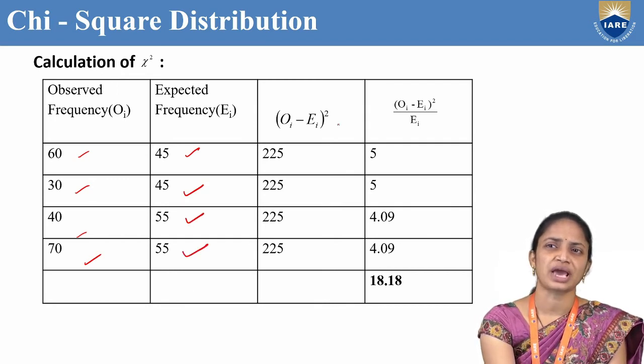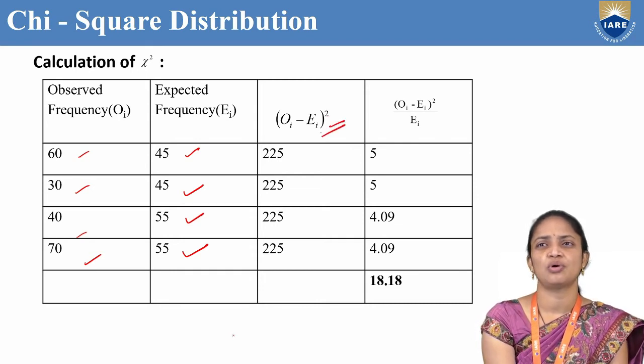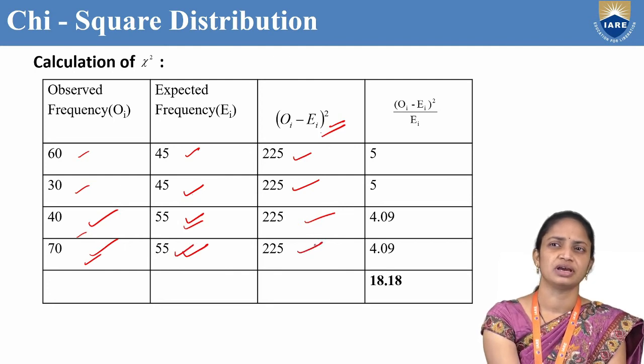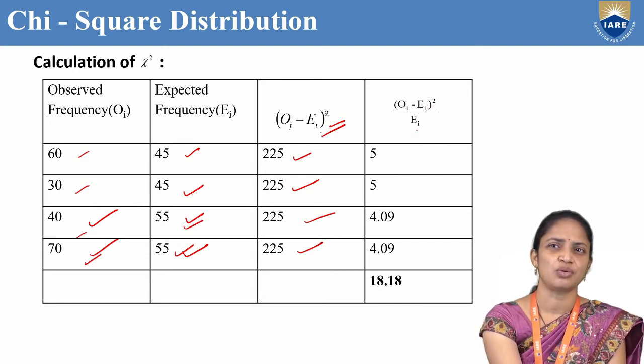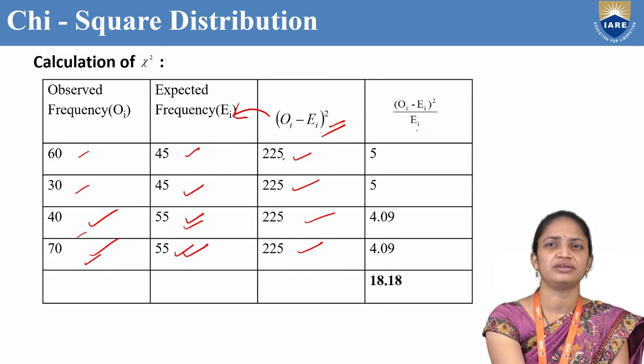Now we need to calculate (Oi minus Ei) whole square. 60 minus 45 whole square is 225, 30 minus 45 whole square is also 225, 40 minus 55 whole square is 225, and 70 minus 55 whole square is 225. Next, coming to the last one, (Oi minus Ei) whole square divided by Ei, that is 225 divided by 45.